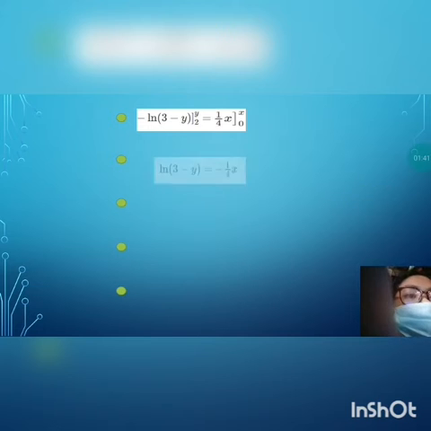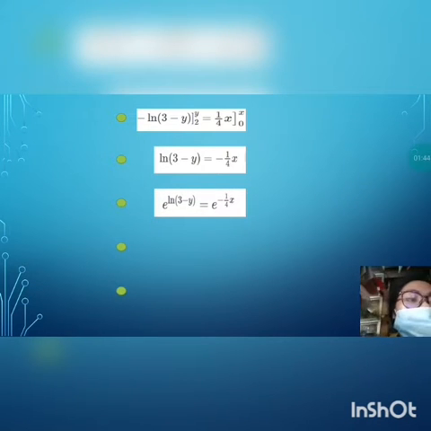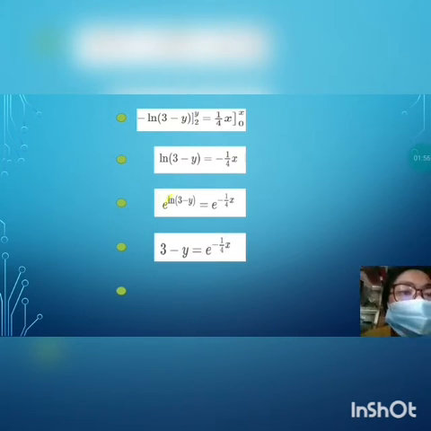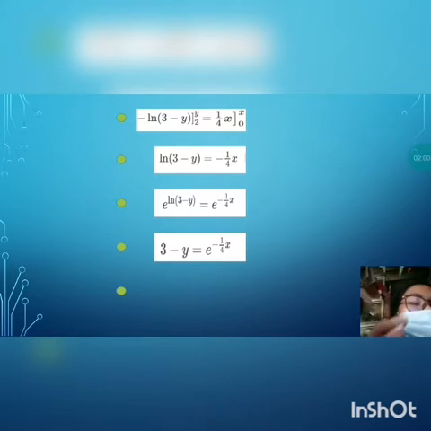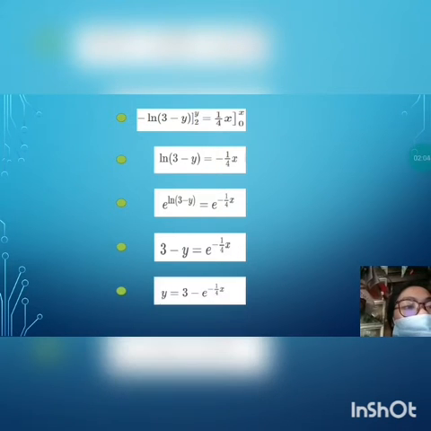So next, following the rules, we have to put e. So it will become e raised to the power of ln of 3 minus y equals e raised to the power of negative 1/4 x. So here, the e and the ln cancel, and what remains is 3 minus y equals e raised to the power of negative 1/4 x. So we have to transpose it. So it will become y equals 3 minus e raised to the power of negative 1/4 x.